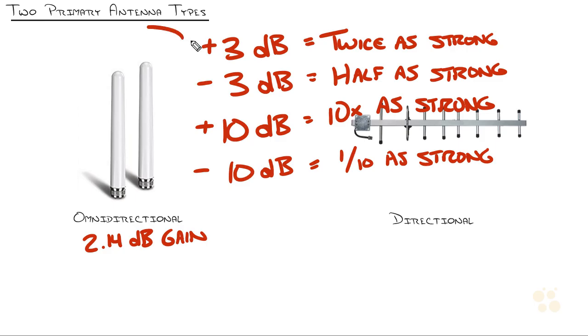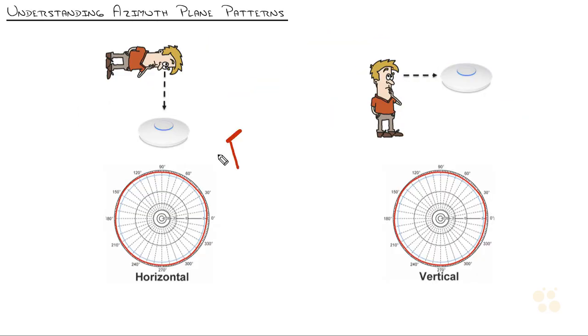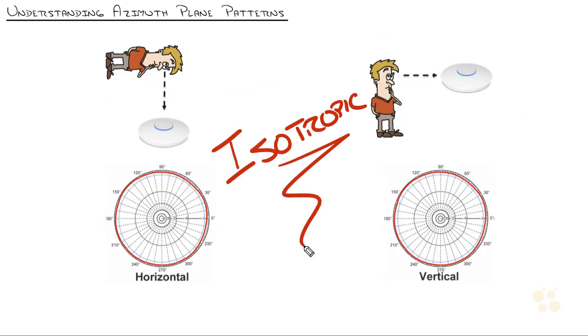Now, I know some of you are looking at those figures and going, well, twice as strong as what? Or 10 times as strong as what? Well, from an isotropic antenna, of course. What? What is that? Well, an isotropic antenna is an imaginary antenna that doesn't actually exist in the real world. This mythical antenna has the power of being able to radiate wireless signal equally in all directions.